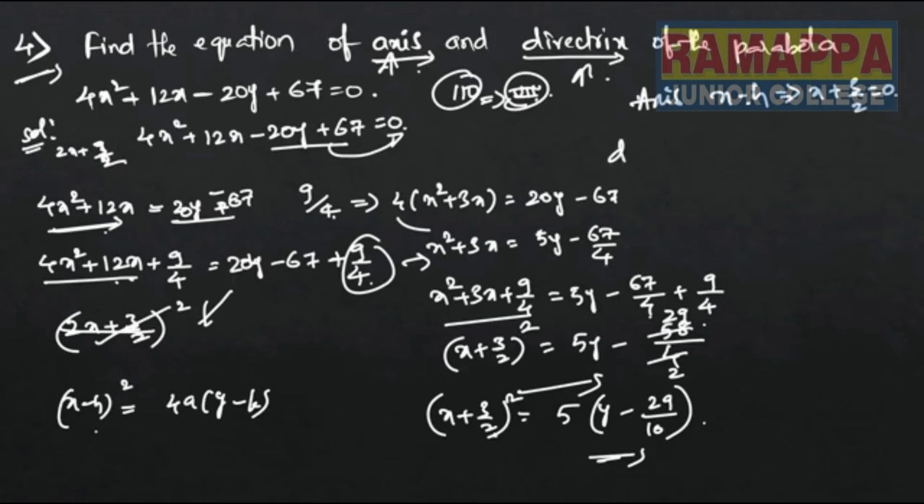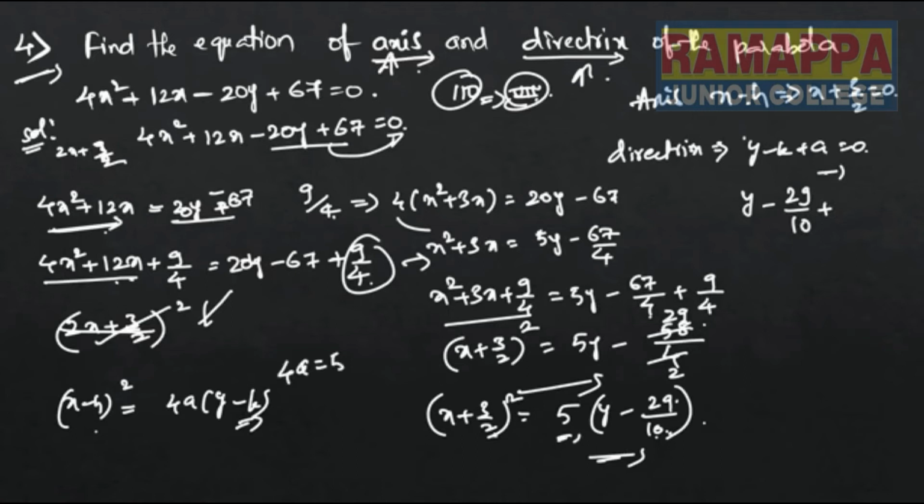Now another thing we have to find: the directrix. What is the directrix here? On page number 110, the directrix is (y minus k) plus a is equal to 0. Here k is equal to 29 by 10 in the equation. So 29 by 10 plus a. We have 4a is equal to 5, so a is equal to 5 by 4. So 29 by 10 plus 5 by 4 is equal to 0.